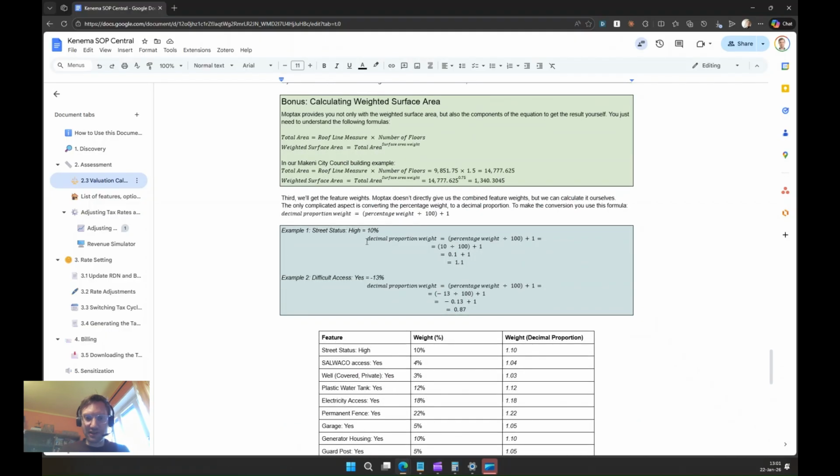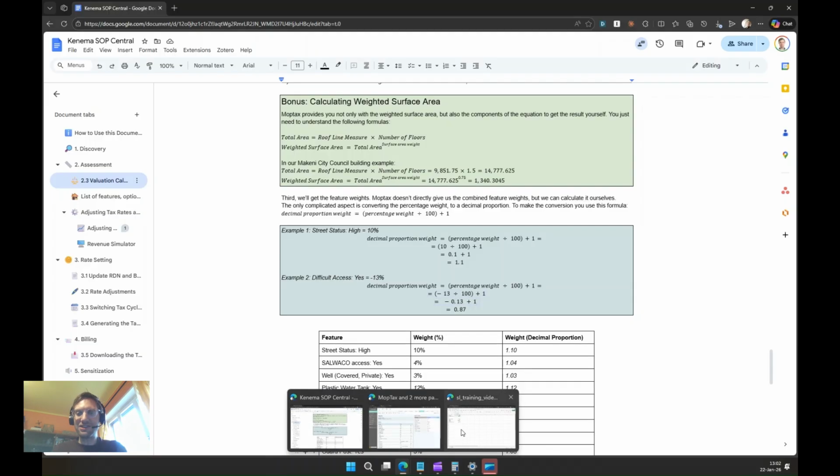Decimal proportions, I provide this formula here. And this is the way to calculate a percentage weight to a decimal proportion. First, you take the percentage weight, you divide it by 100, and you add 1. So for street status high, it has a percentage weight of 10%. So you take 10, divide by 100, you get 0.1, and you add 1, and that gives you 1.1. For difficult access, it has a negative weight. So you take negative 13, you divide by 100, you get negative 0.13, and you add 1, and you get 0.87.